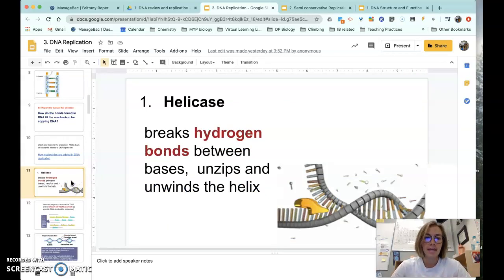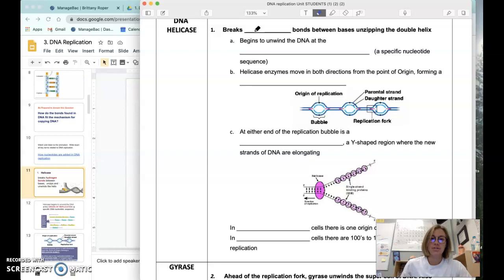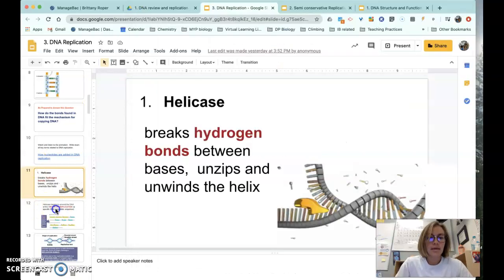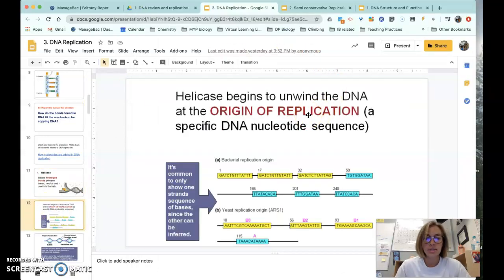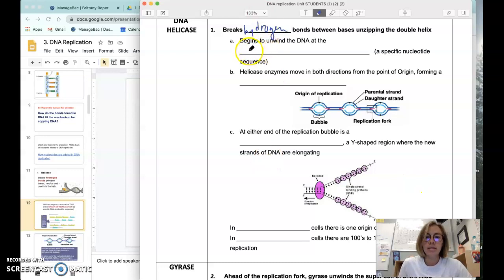And then of course, in starting our understanding of DNA replication, the first thing that we're going to have is a helicase that is going to break hydrogen bonds between bases, which unzips and unwinds the helix. So in my notes here, I would write: breaks hydrogen bonds and begins to unwind the DNA at the origin of replication. So it's common to only show one strand's DNA sequence since the other can be inferred. So oftentimes we're going to just show one strand.